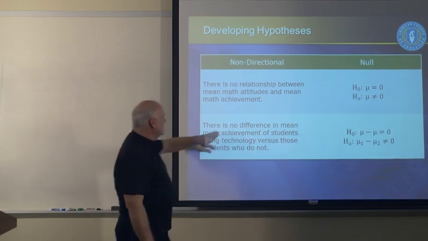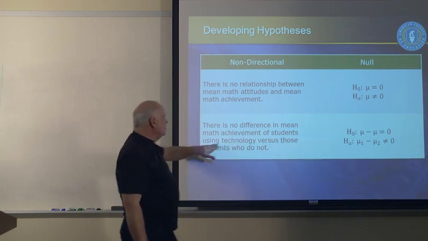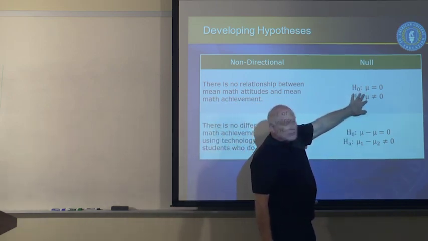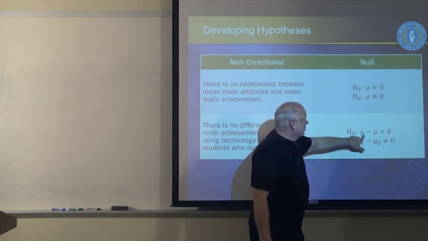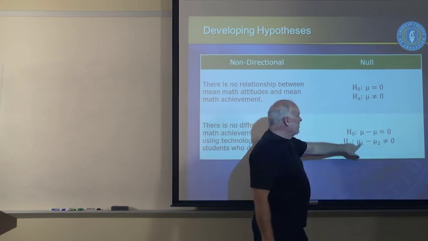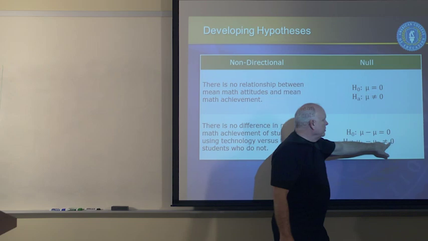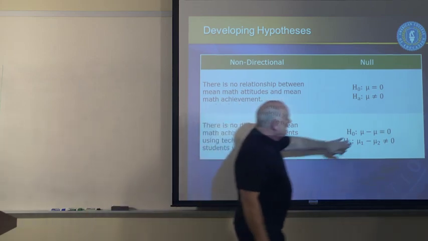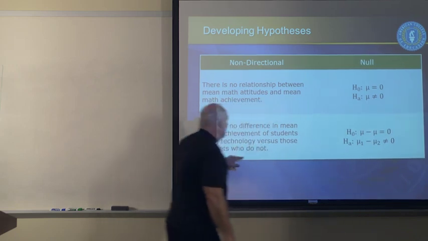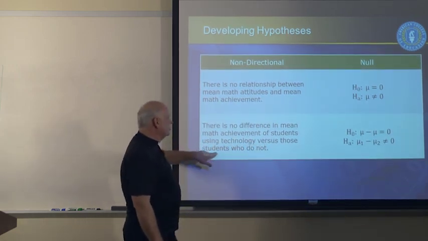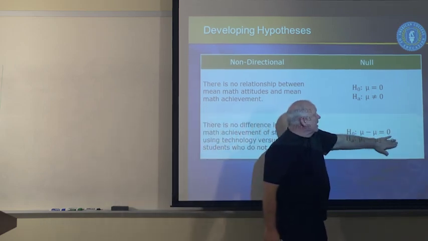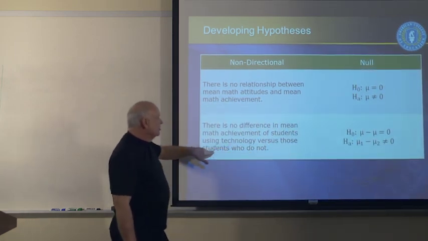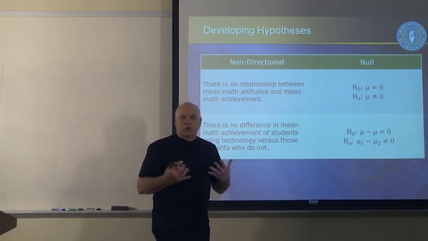There is no difference in mean math achievement of students using technology versus those who do not. This is just another way of writing this. So the null hypothesis is the difference of group 1 and group 2 equals 0, and the alternative is the difference of group 1 and group 2 not equal to 0. If I reject the null hypothesis, I'm saying that there is a significant difference between students using technology versus those students who do not. If I fail to reject the null hypothesis, what I'm saying is that there's no difference. Students who use technology and those who do not have the same or similar scores.